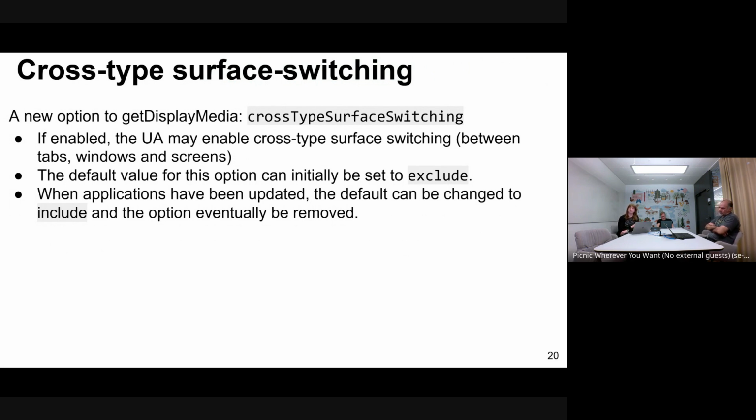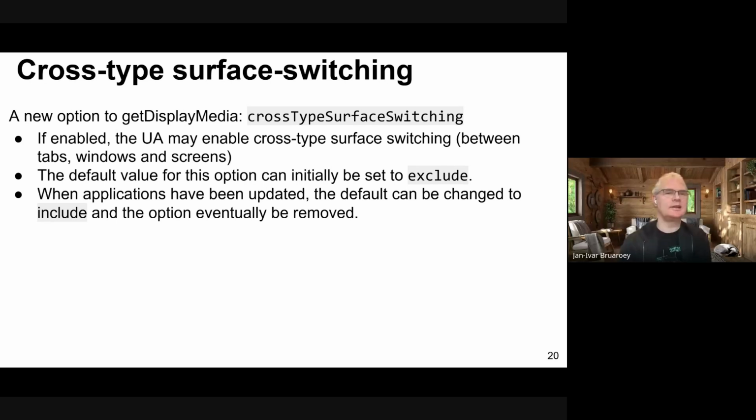The idea would be to start with this as default disabled, and when application writers have had a chance to update their applications, we could maybe switch this option over to be included by default, and eventually maybe remove it. And this is more of a hint than a strict requirement on the user agent. That's the idea. Yeah, Janiva? So what is the use case other than backwards compatibility for an application not allowing cross-type surface switching?